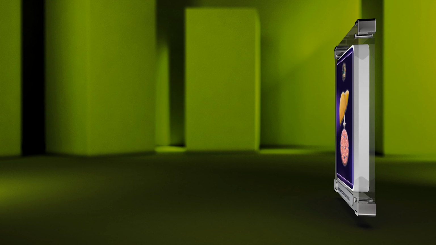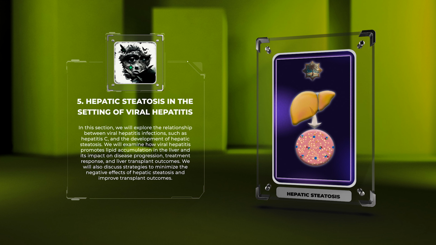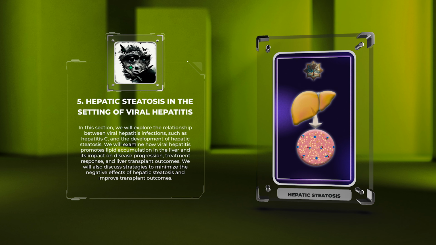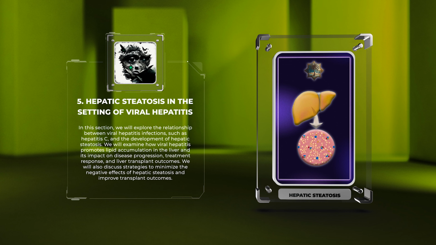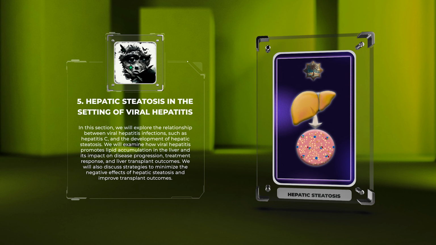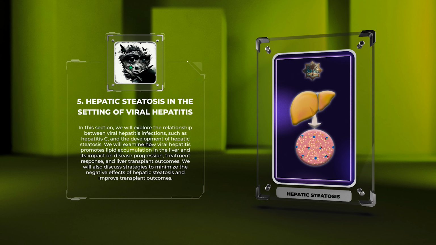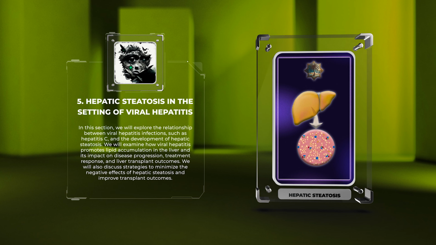In this section, we will explore the relationship between viral hepatitis infections, such as hepatitis C, and the development of hepatic steatosis. We will examine how viral hepatitis promotes lipid accumulation in the liver and its impact on disease progression, treatment response, and liver transplant outcomes. We will also discuss strategies to minimize the negative effects of hepatic steatosis and improve transplant outcomes.